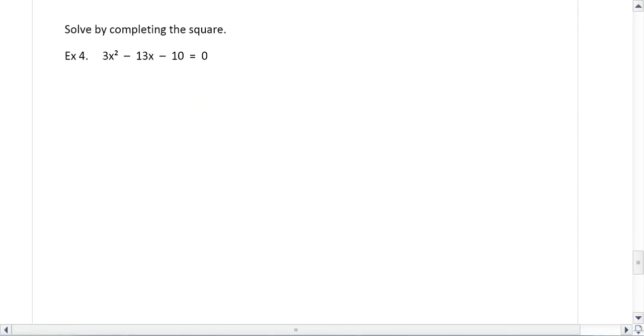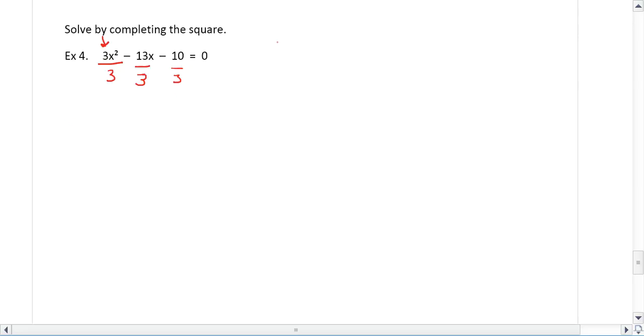These next two examples kind of ramp up the difficulty a little bit. When there is an x squared coefficient other than 1, it can't be there. We want to complete the square, but we need to get rid of this coefficient. So we're going to divide everything by 3. And of course, this does give us fractions to work with.